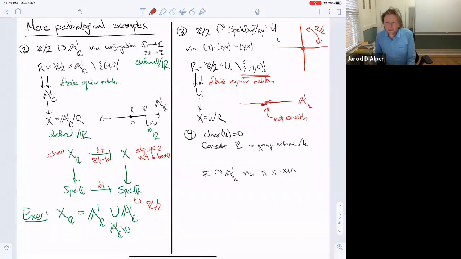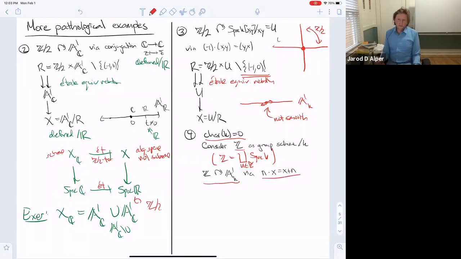And finally, okay, in example four, let's just take the characteristic to be zero. Let's view Z, the additive group, as a group scheme over any field, just by thinking of Z as the disjoint union of copies of spec K, and then you give it a group structure in the usual way. And then we can consider this action of Z on A1 via translation. And then you could take the quotient.